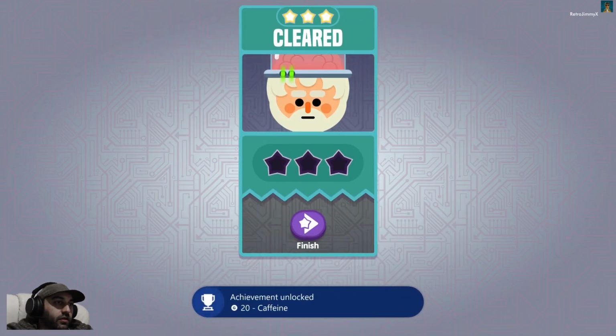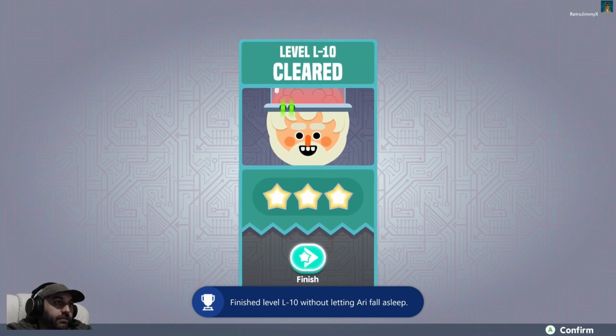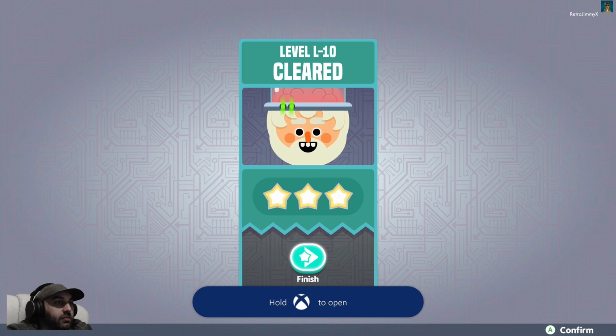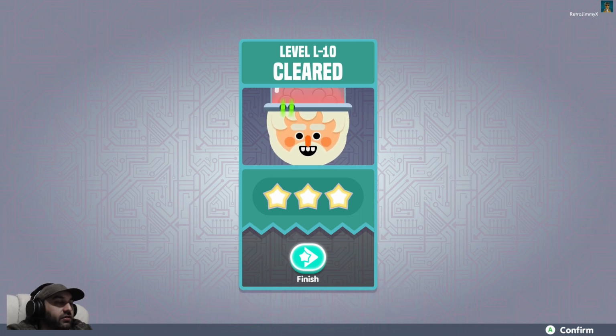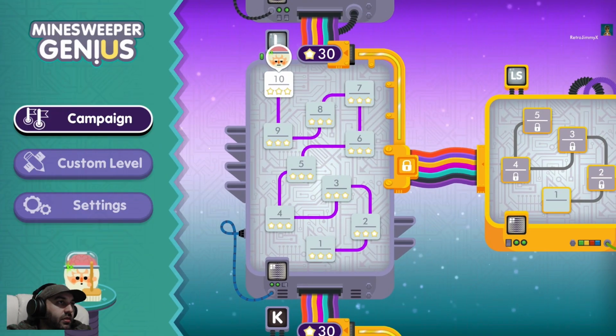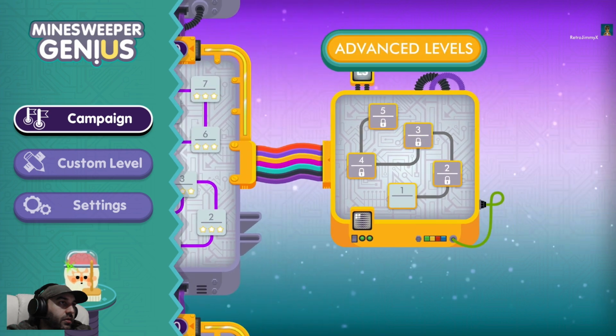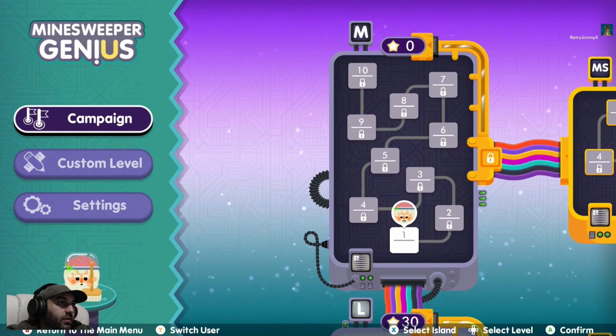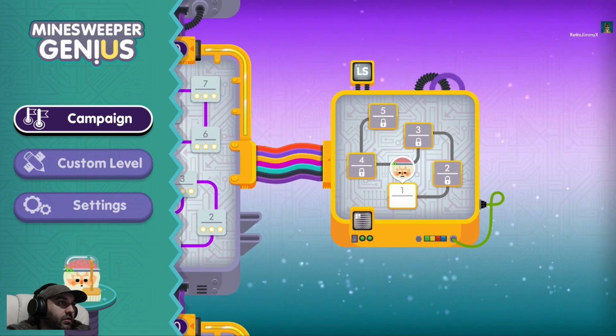Oh, he didn't fall asleep, apparently. LS5 then, without using any bloody flags. It's crazy, isn't it? Really. Absolute madness. How am I going to be able to do that? You'd have to be a Minesweeper genius. Okay, let's go for it.